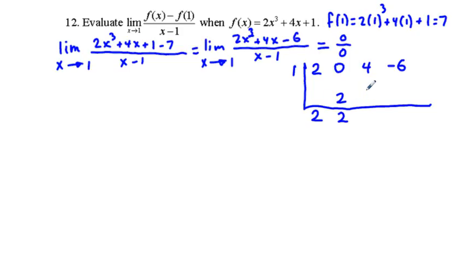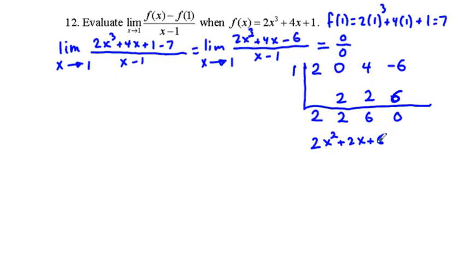And 1 times 2 is 2. Kind of looking ahead sometimes. Now 4 plus 2 is 6. 1 times 6 is positive 6. And so in this remainder column, we have negative 6 plus 6 is 0. So what we have is 2x squared plus 2x plus 6.